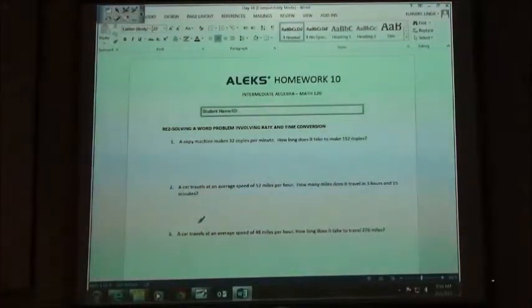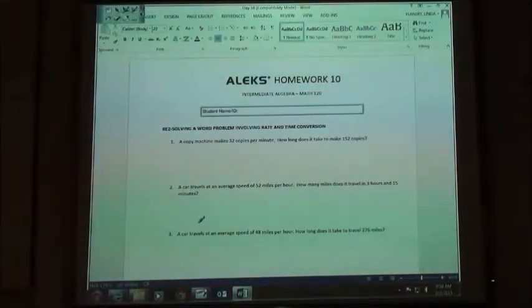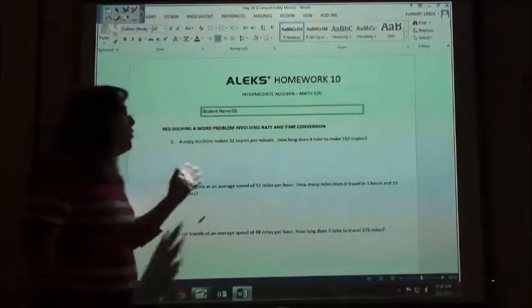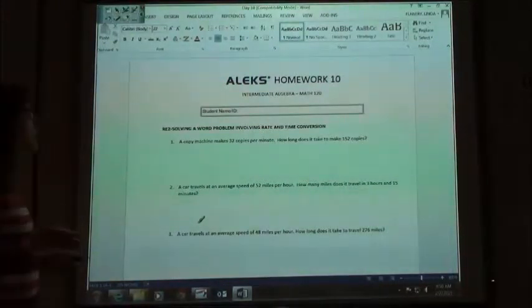So homework day 10 says a copy machine makes 32 copies per minute. How long does it take to make 152 copies? Now on these ones, you either end up multiplying or dividing, but sometimes people have a hard time figuring out, should I multiply or should I divide to solve it? So one thing you can do if you are having trouble deciding is set up a proportion.